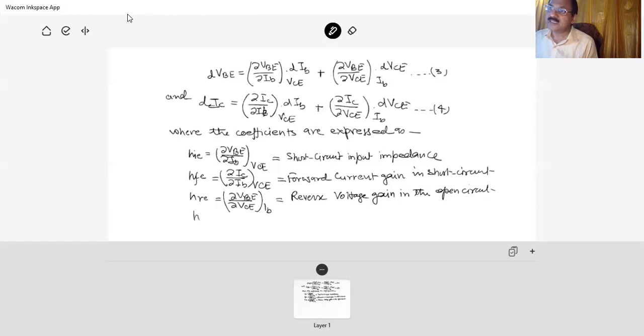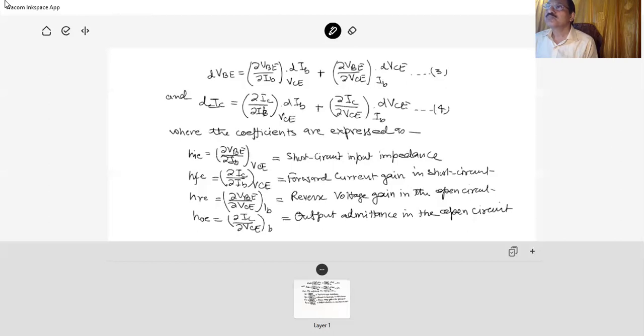And lastly hoe is equal to delta IC upon delta VCE at IB. This is current over voltage. Normally voltage over current is resistance, so this value is 1 upon the resistance. So it is admittance. Admittance in output circuits. So it is termed as output admittance. Output admittance in open circuit.